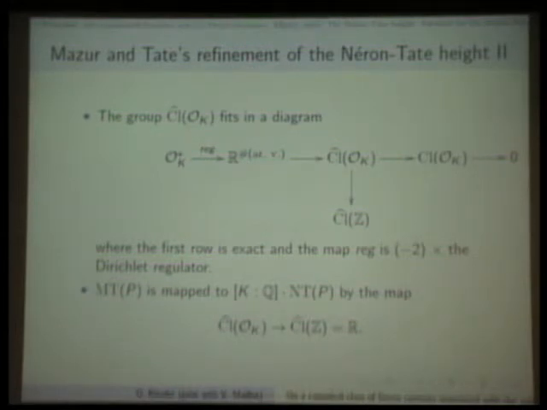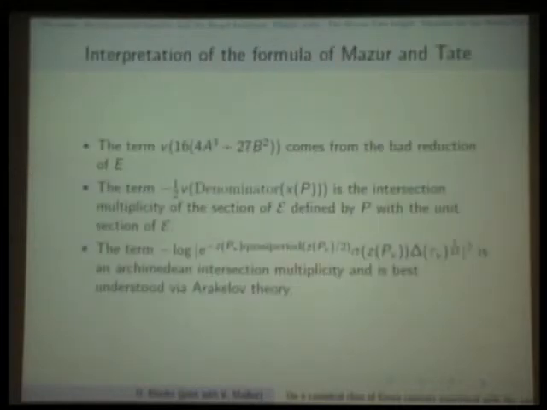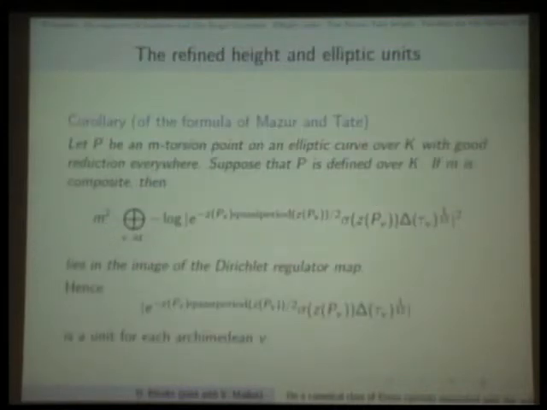So in fact, using this very simple exact sequence, you deduce, which in fact I should maybe have shown you at the same time as I discussed it, you obtain this result here. So if it is composite, then this lies in the image of the Dirichlet regulator map. And consequently, the absolute value of the Siegel function, when evaluated at such an M-torsion point, is a unit.